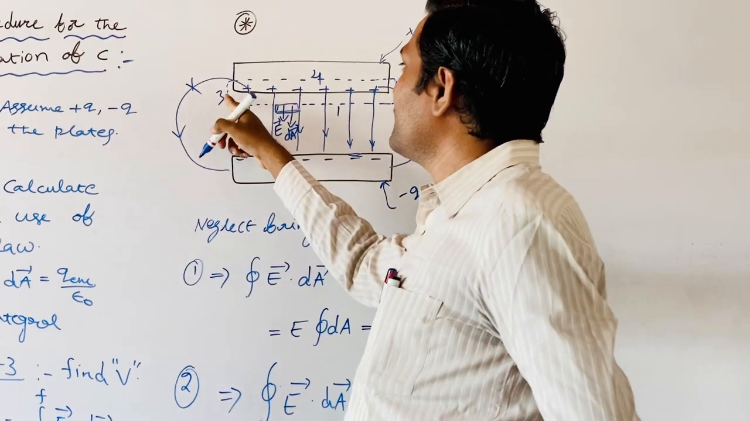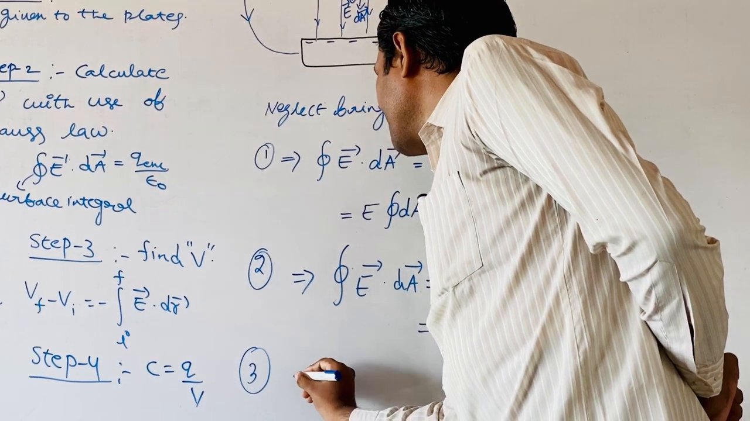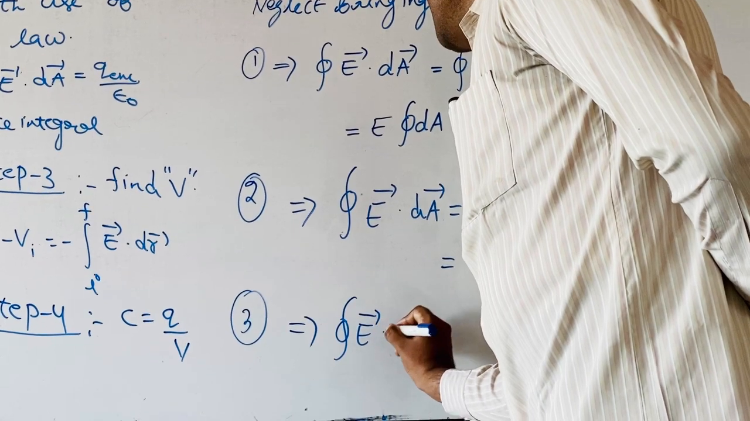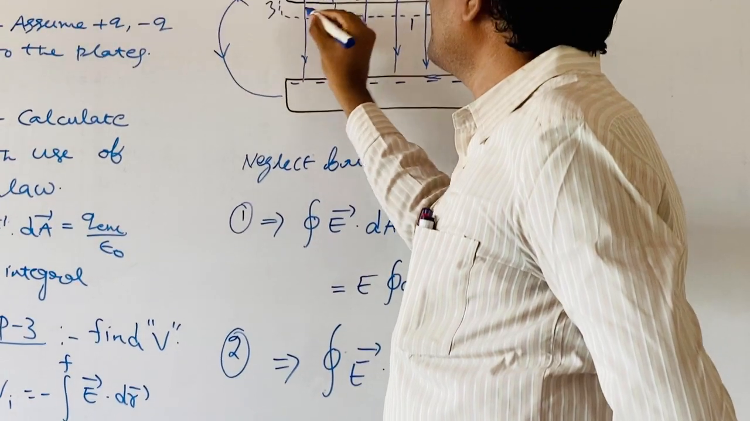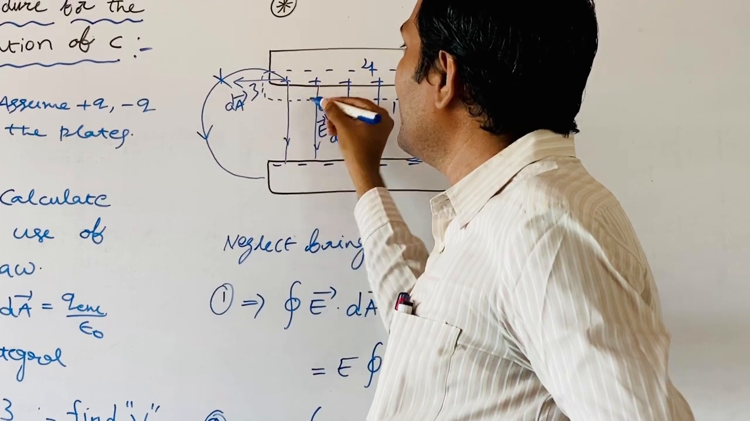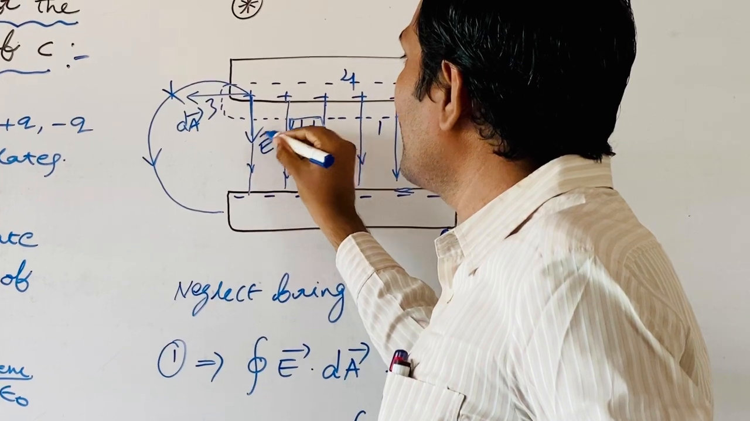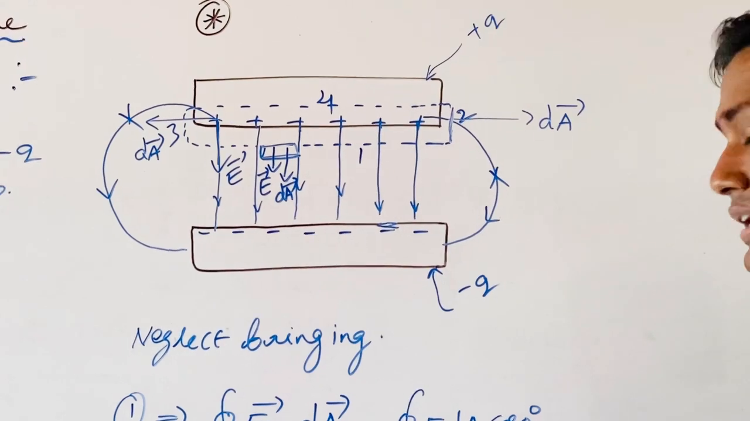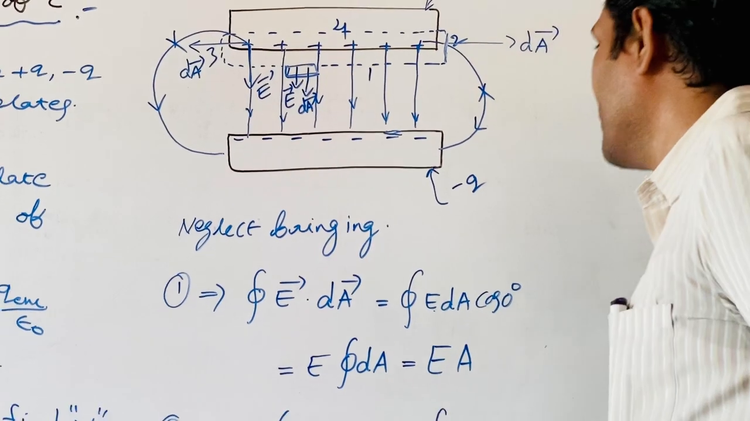Now similarly see this surface 3. What is the value for this surface 3? Again the integral of E bar dot dA bar. Here also the E bar direction is downward, and what direction do you see for dA bar here? This is the direction of E bar, and this is the direction of dA bar. Both are perpendicular, so the same case arises here also. Then what we can write? That is equal to 0.